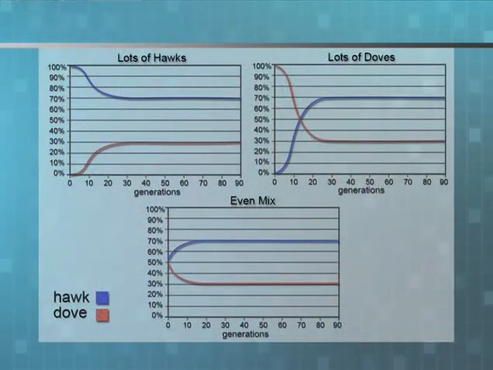You can see this borne out in the graphs. I've started with lots of hawks, then lots of doves, then equal numbers of both. No matter how the population starts, it quickly approaches the polymorphic ESS of 70% hawks and 30% doves.